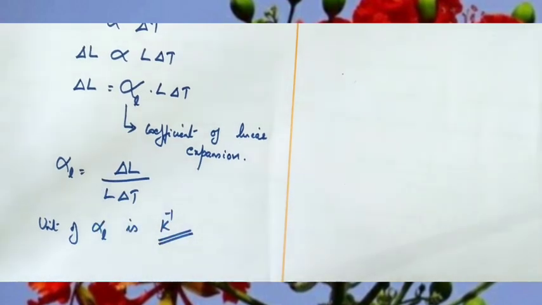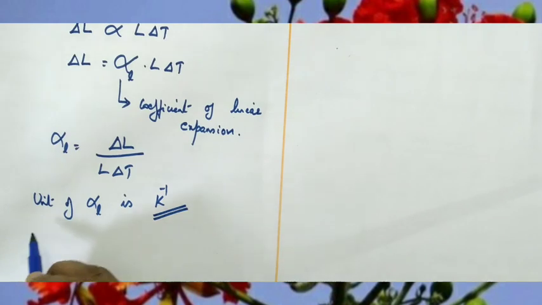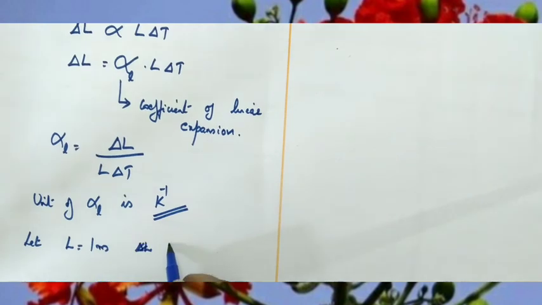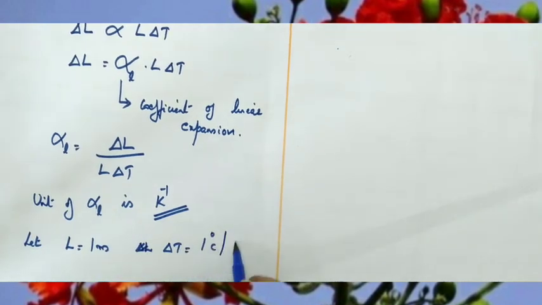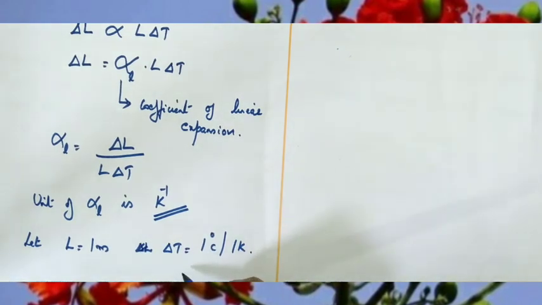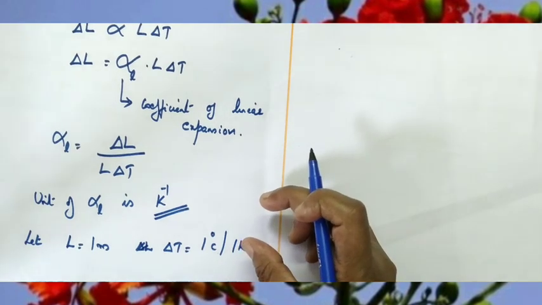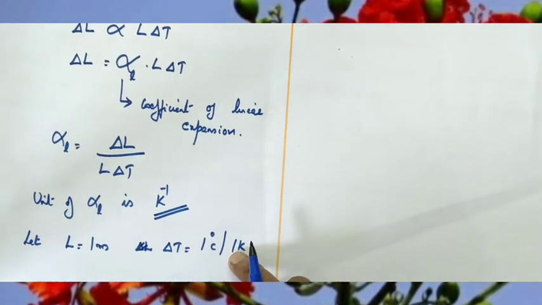Now how will you define the coefficient of linear expansion? Let the original length be equal to 1 meter, and the increase in temperature be equal to 1 degree Celsius or 1 Kelvin. Temperature increases by 1 degree Celsius or by 1 Kelvin, both are the same because a change in temperature of 1 degree Celsius and 1 Kelvin are the same.